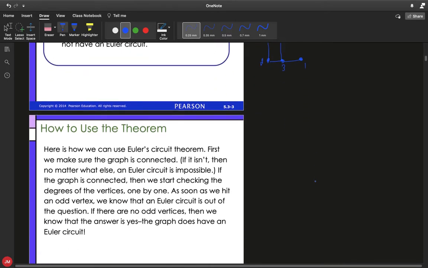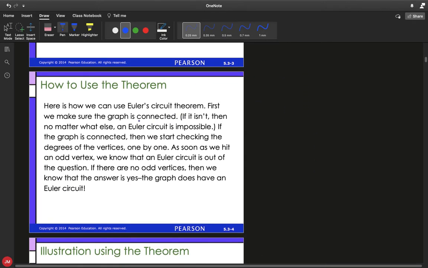Now, to use the theorem, obviously, first thing we have to do is make sure the graph is connected. If it isn't, then we can stop right there and say that an Euler circuit is impossible. If the graph is connected, then obviously we start looking at the degrees of the vertices, and if we ever come across an odd vertex, then once again, we know that an Euler circuit is not possible. It is out of the question. If it doesn't have any odd vertices, then yes, we know that there is an Euler circuit. How do we find that Euler circuit? Well, we'll talk more about that with Fleury's algorithm in just a little bit.